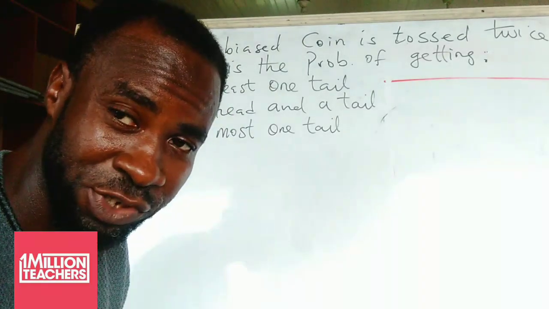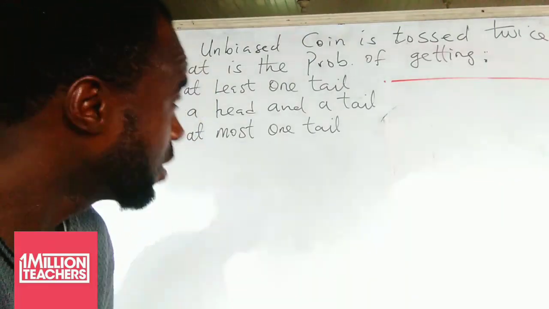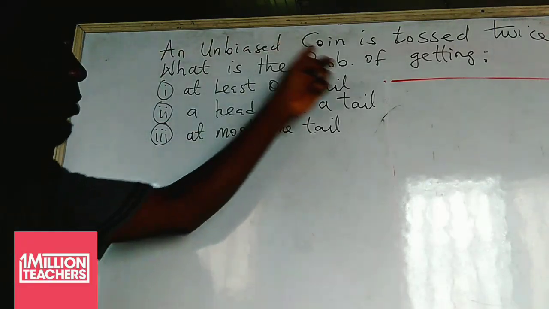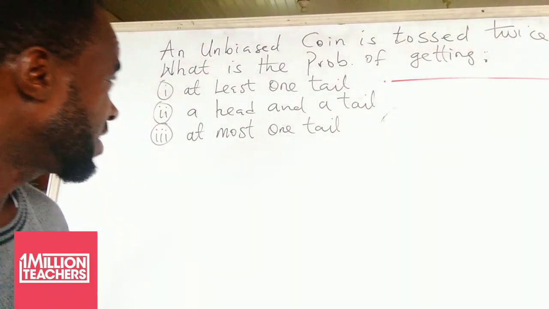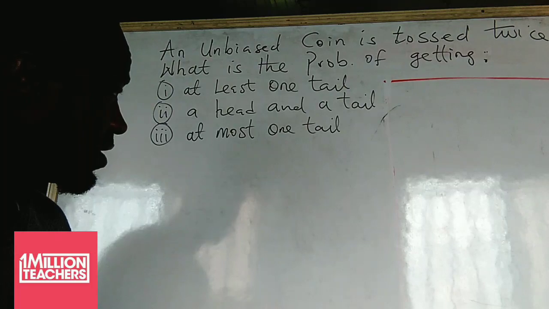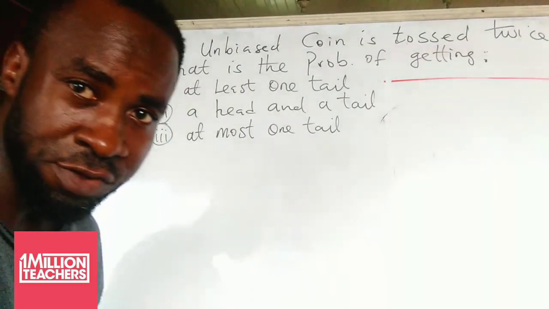Now, I gave this particular question last time, and today we'll be looking at the solution to it, okay? So it says an unbiased coin is tossed twice. What's the probability of getting at least one tail, a head and a tail, at most one tail? Now, let me explain something here for you.